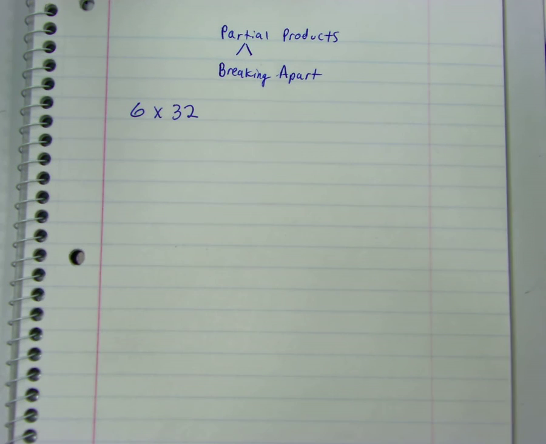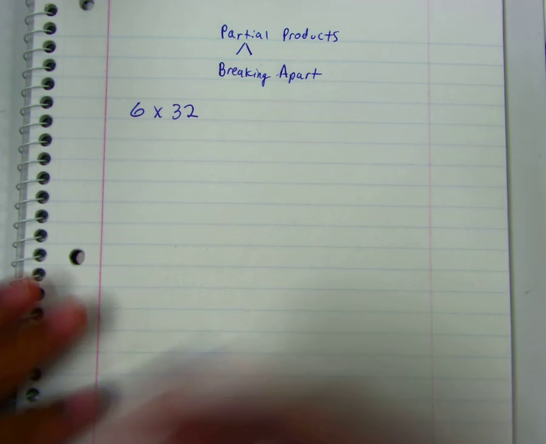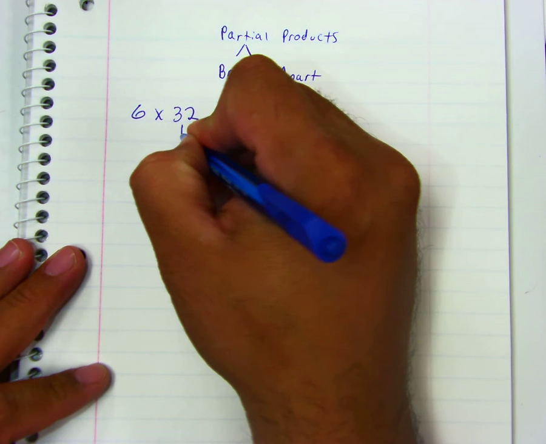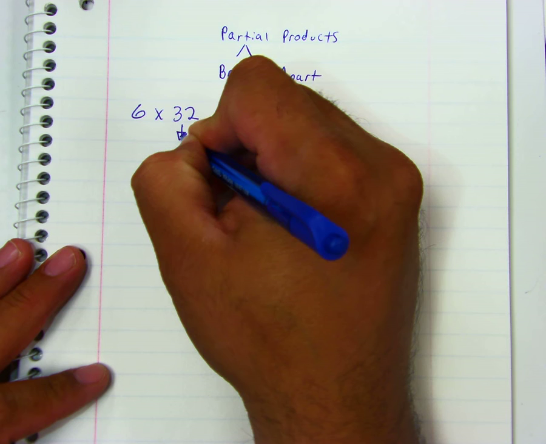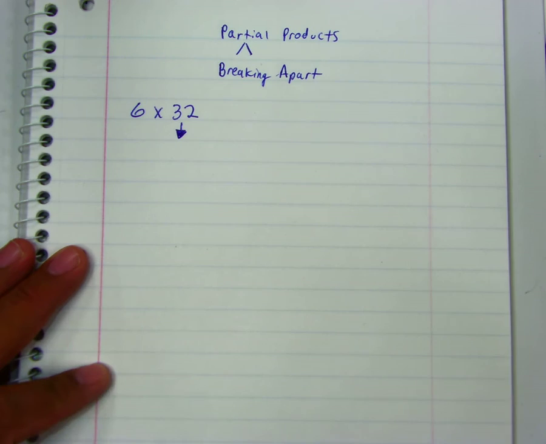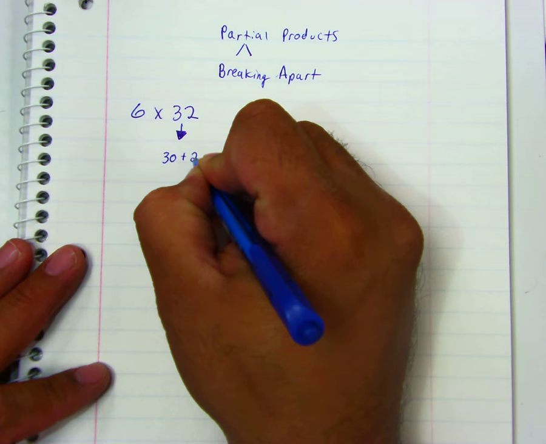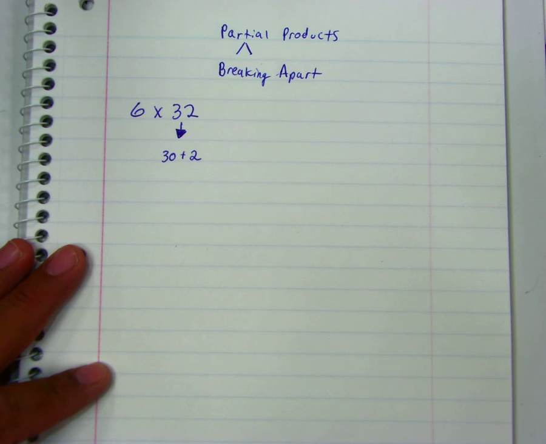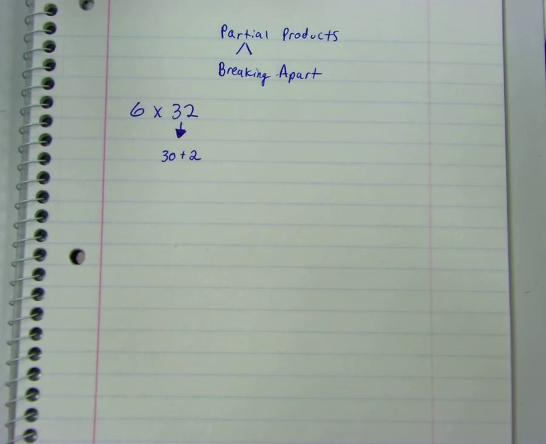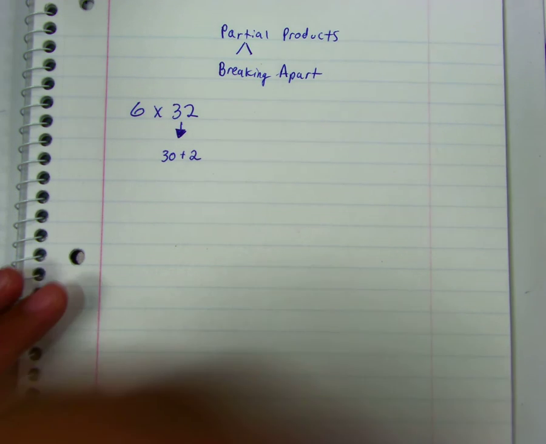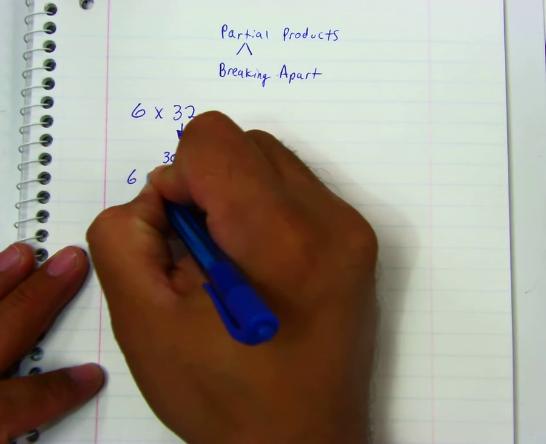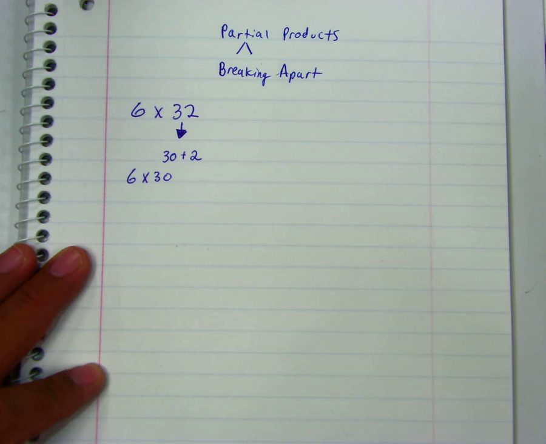Now, I'm going to be breaking apart or making a partial product of our 2-digit by 1-digit multiplication. I do that by first breaking this factor apart. Now, 32 is going to become 30 plus 2. I'm still multiplying, so instead of multiplying once, I'm going to be making two multiplication problems. The first one is going to be 6 times 30.